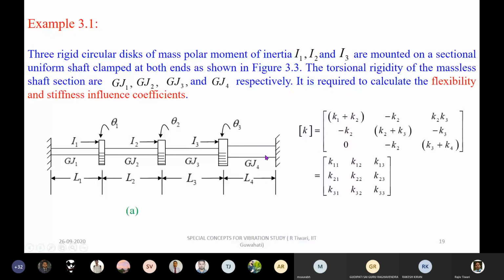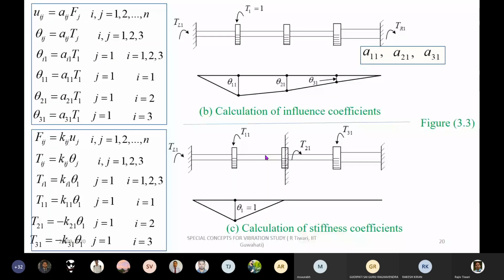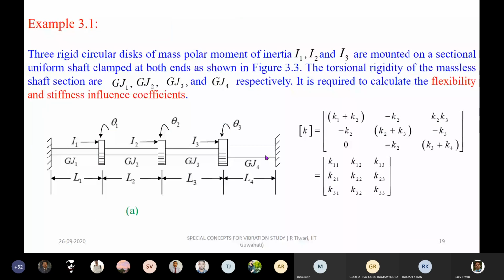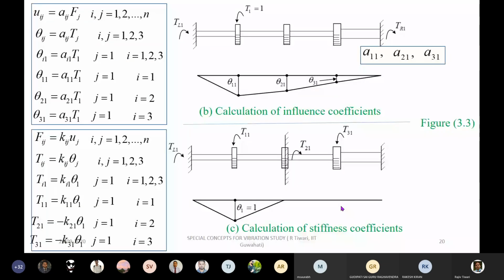Anyway, you can obtain that equation of motion, but my aim is to show how to get the influence coefficient, the flexibility influence coefficient, which can then be used in this kind of equation. So here's how we define the flexibility influence coefficient. We define it like this.